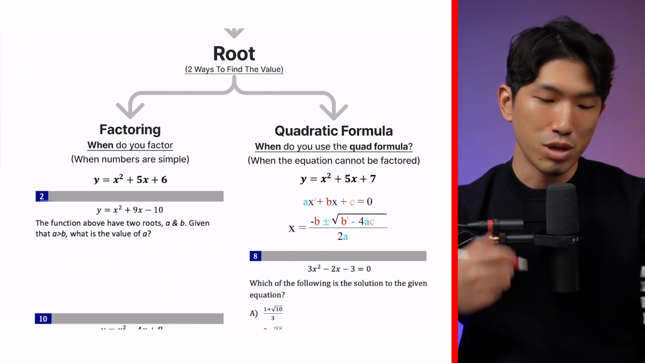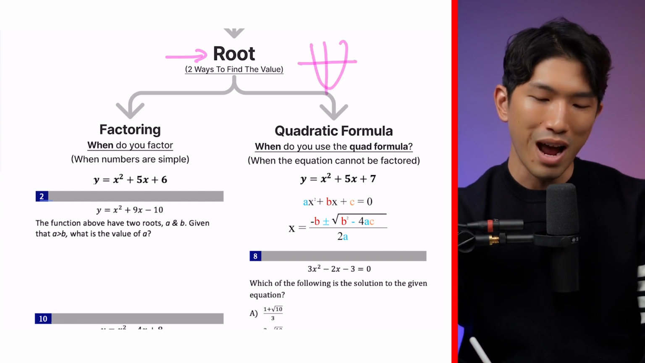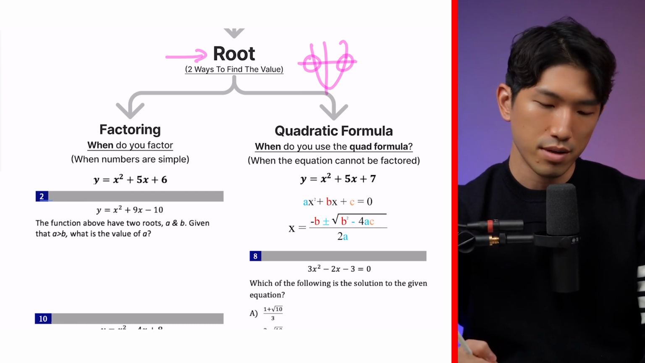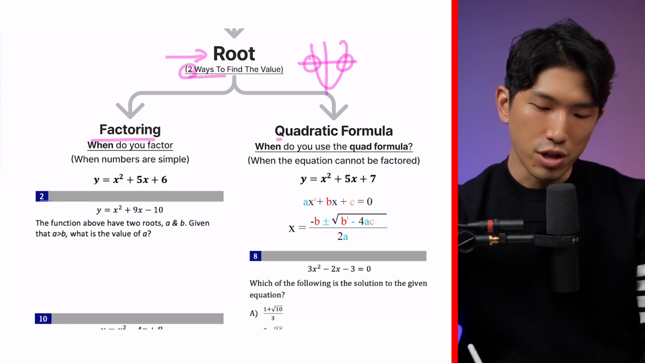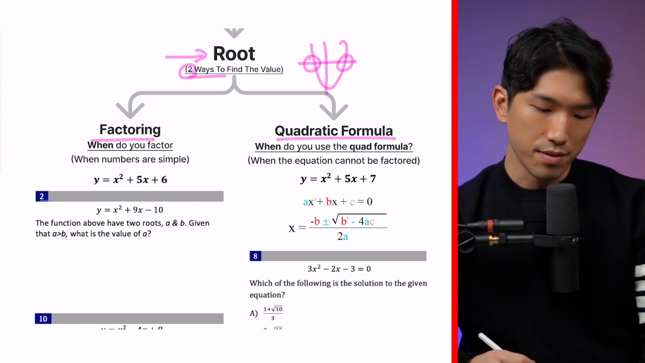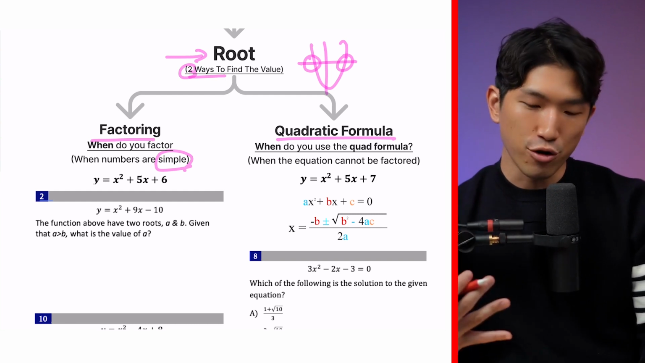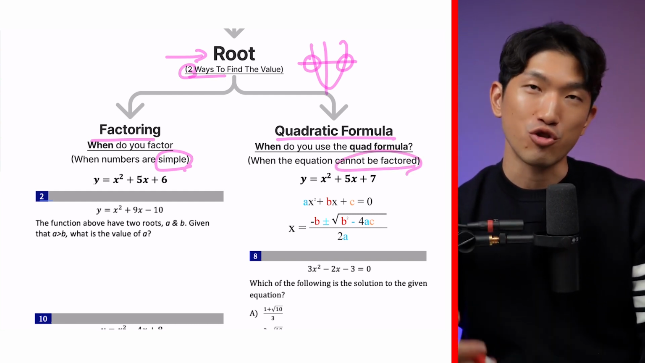So let's get started. The first 2 types of questions are going to be testing your ability to find roots. Roots are referring to where the graph intersects the x-axis, also known as the x-intercepts. For the SAT, there are 2 ways to find them. You either factor the equation or you use the quadratic formula. But what is the difference? You use factoring when numbers are simple and the equation is factorable, but when the equation is not factorable, that is when you use the quadratic formula.